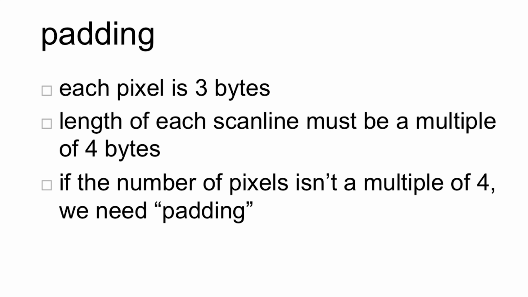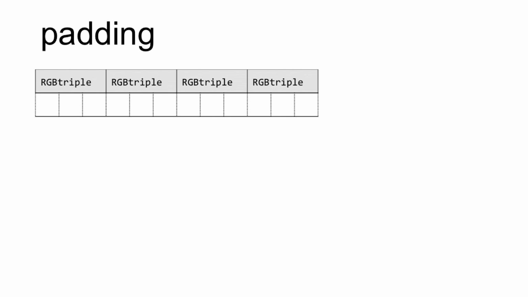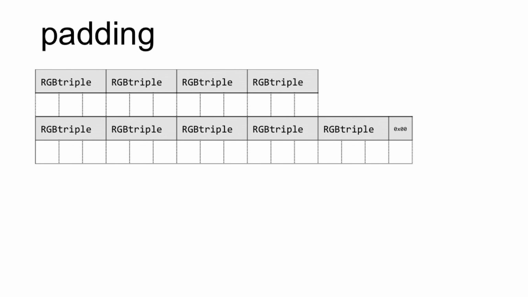Last but not least, we need to talk about padding. In a bitmap, each pixel is 3 bytes. But a requirement for the bitmap file format is that the length of each scanline must be a multiple of 4 bytes. So that means that if the number of bytes isn't a multiple of 4, then we need to add some padding. And this padding is just zeros. Say I have 4 RGB triples. Well, each triple is comprised of 3 bytes. So since I have 4 of them, 4 times 3 is 12, and 12 is a multiple of 4. So I don't need to add any padding in this case.